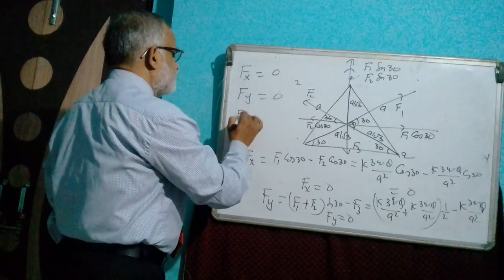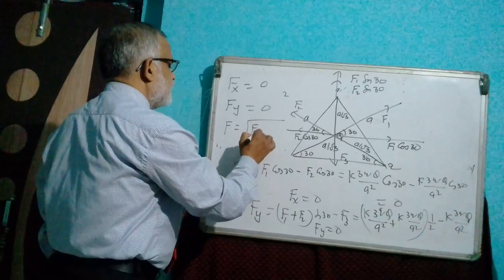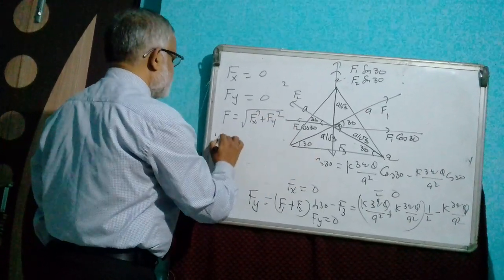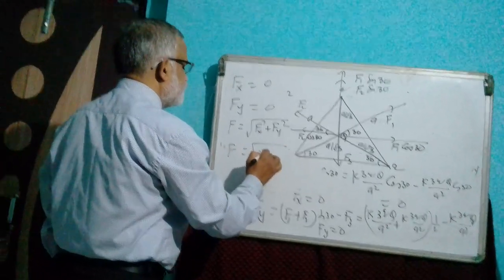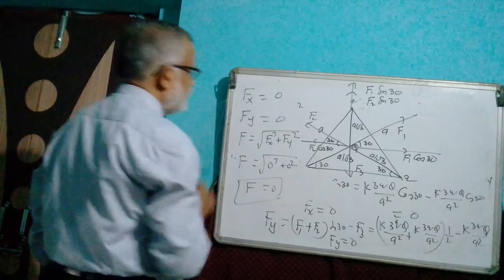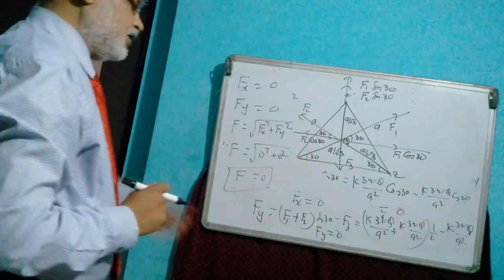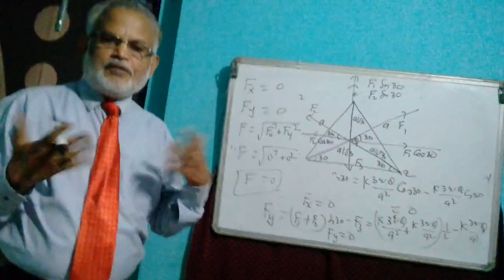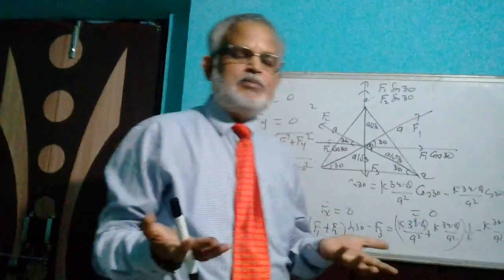We know F equals under root Fx square plus Fy square. Putting the values 0, 0, hence the net force acting on the charge at the center is 0. This is all for today. Next day I will explain the next method.